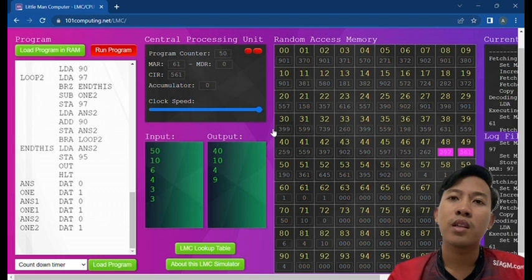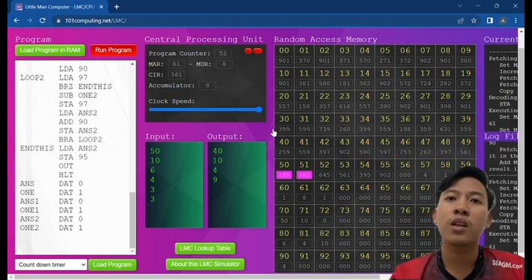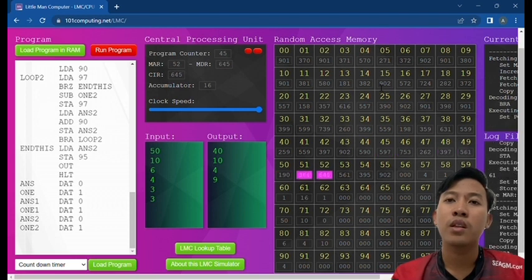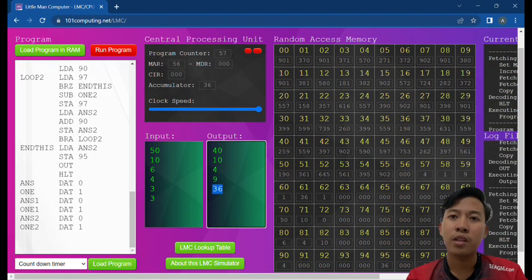So here we can see the output for subtraction is 40, addition is 10, the division is 4, and here the answer for square 2 is 9. So the answer will be 36.